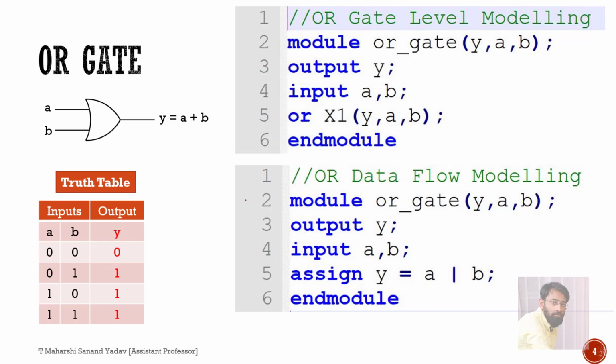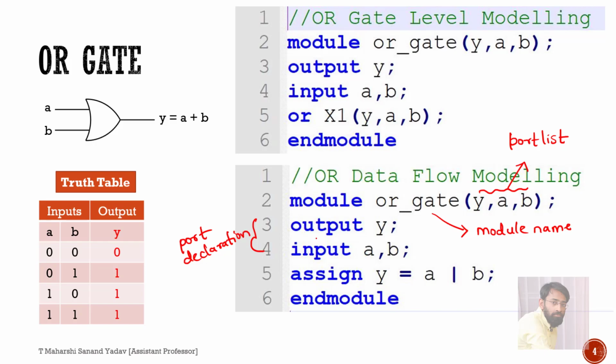So coming to this data flow modeling, the syntax will be same, module, and this OR gate is called as module name. And the next one will be the port list. So here y, a and b called as port list. Next we have to do port declaration. So here output y, input nothing but a and b. So this is called as port declaration.